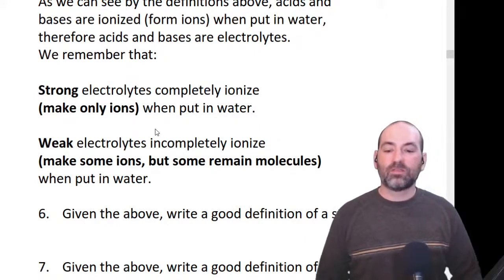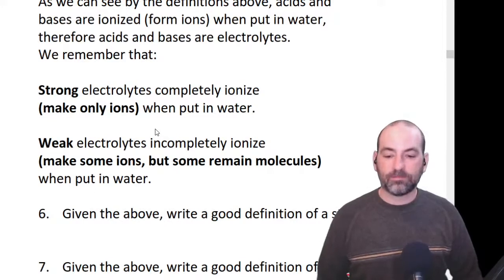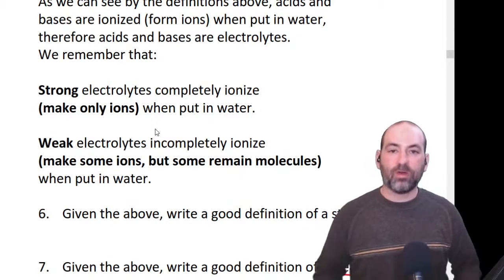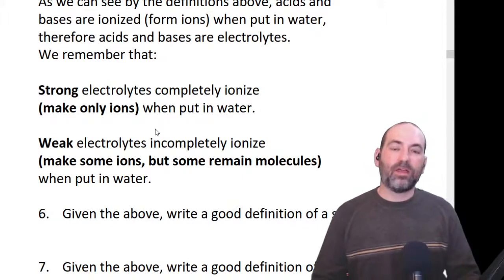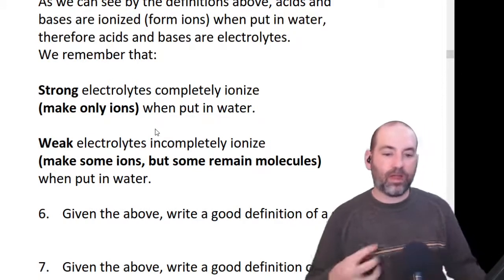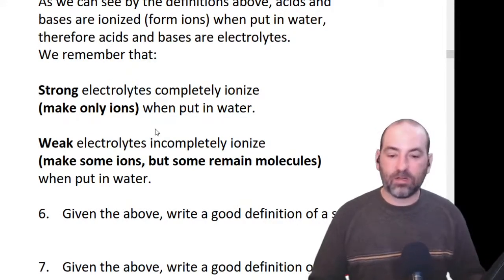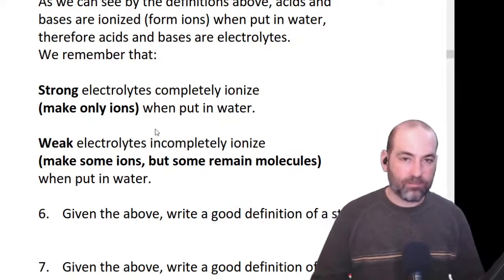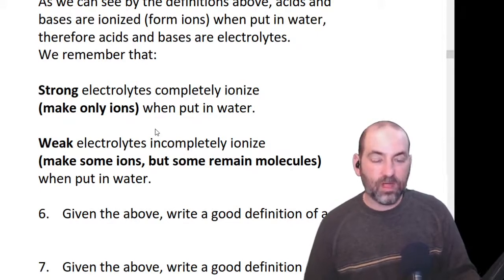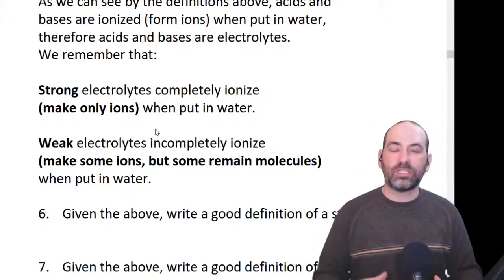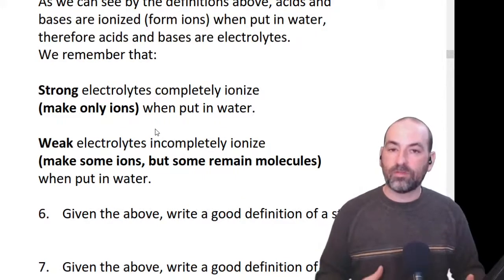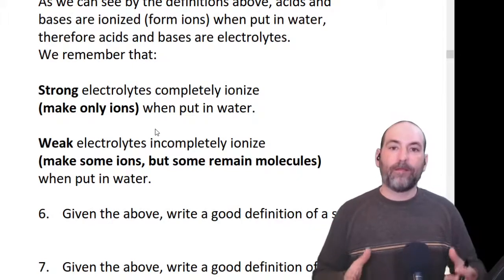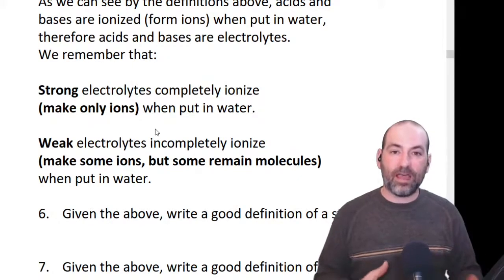Or is it some ions but mostly molecules? If it's all ions, that's a strong electrolyte. So you put NaCl in water, for example, and all you have is sodium ions and chloride ions. You put HCl in water, hydrochloric acid, which is a strong acid, and all you have is hydronium and chloride, like in that equation that we saw earlier. So it's all ions. There's no neutral HCl molecules left when it's dissolved in water. That's a strong electrolyte, no neutral molecules. And so that makes it a strong acid.